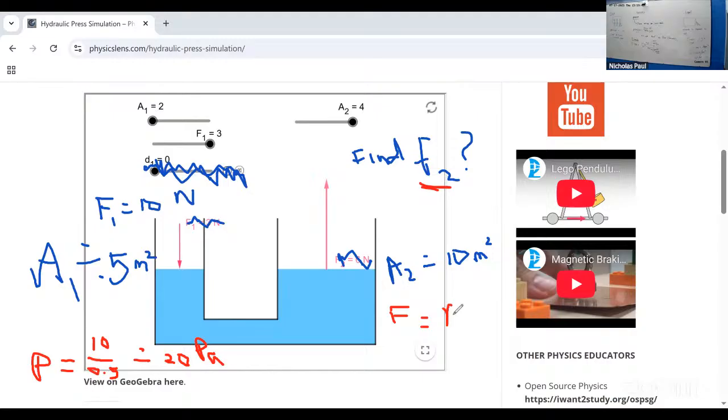Force is equal to pressure times area. And the pressure is the same, since the depth is equal. So these two points have the same pressure. The pressure is 20, the area is 10, so the answer is 200. Always in physics, always write the SI unit, right? So the SI unit is newtons.